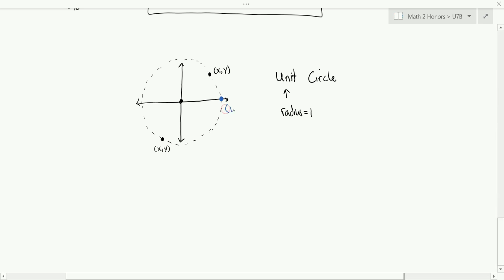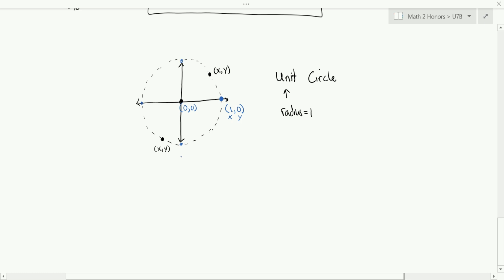One comma zero, because this is 0, 0, right? And the radius is 1, and I just move to the right one, I don't go up or down, so my x value is going to be 1, my y value is going to be 0. And in fact, we can do that with any of these points on the x or y axis. They're really easy to find if you realize that the radius is 1.